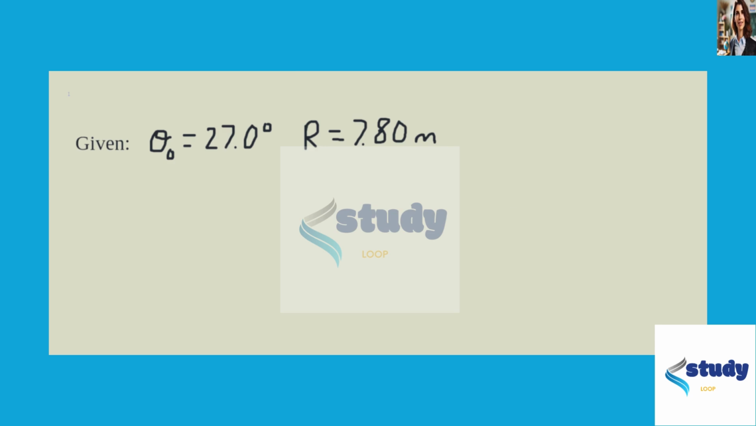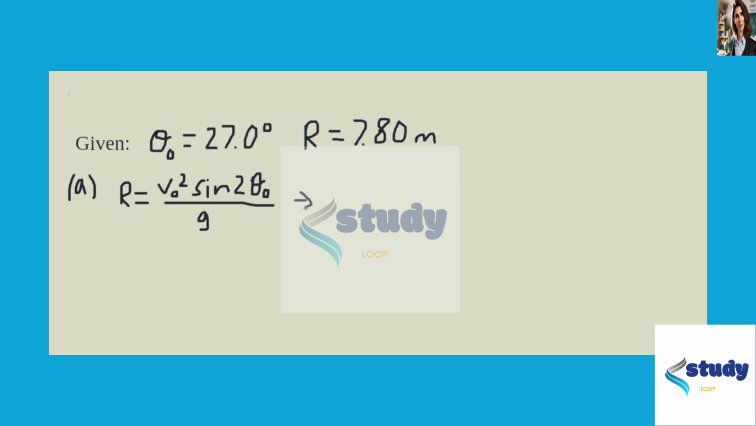We were given that the takeoff angle, theta naught, is 27 degrees, and the distance that he jumps, or the range, is 7.8 meters. And we want to find V naught for part A, which is the takeoff velocity. Well, to do that, we can use the range formula. Range is equal to V naught squared, V naught being what we're trying to find here, times the sine of 2 times theta naught, divided by g, which is the gravitational acceleration here on Earth.